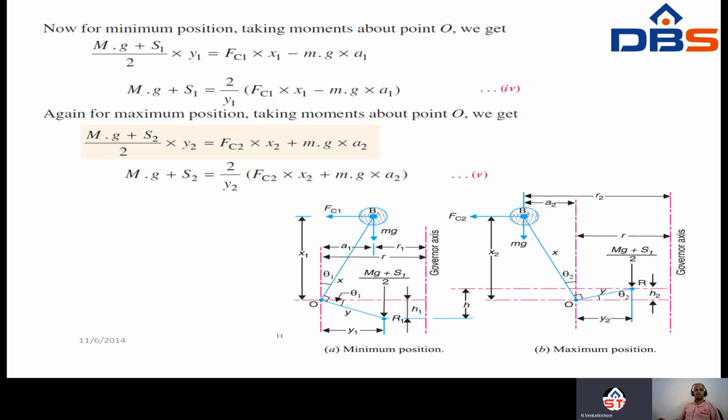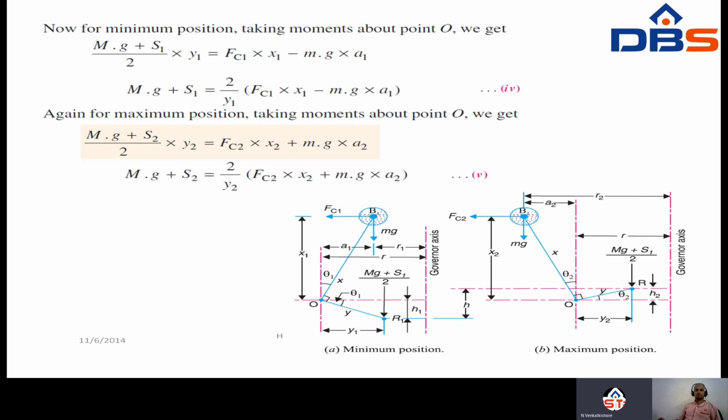That is, if you see in the diagram, taking the moments about O, mg plus S1 by 2 into y1 equals Fc1 into x1 minus mg into a1. Again, for the maximum position also, by taking the moments about O, we get mg plus S2 by 2 into y2 equals Fc2 into x2 plus mg into a2, because for maximum we have to add it.